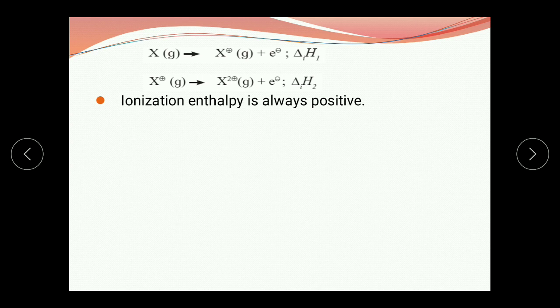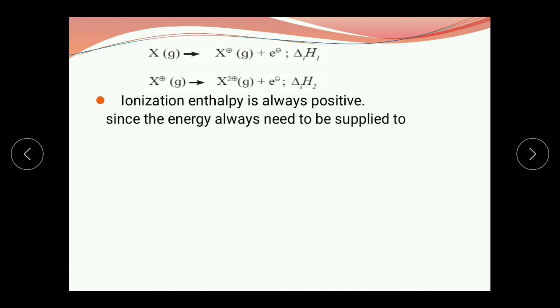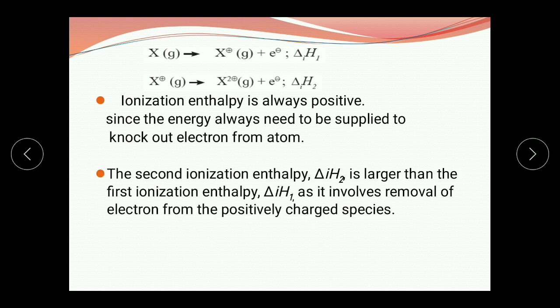And ionization enthalpy is always positive. Why is it positive? Because energy always needs to be supplied, and when energy is absorbed, the sign is always positive. Since energy always needs to be supplied to knock out an electron from an atom, ionization enthalpy is always positive. The second ionization enthalpy is larger than the first ionization enthalpy.